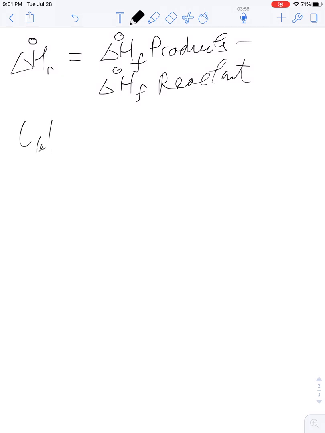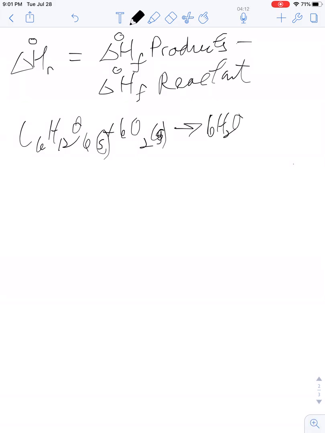So let's combust sugar, C6H12O6 solid, combusting with oxygen gas, to yield 6H2O liquid plus 6CO2 gas. All right. So to find the delta H of the reaction, we're going to do the delta H of formations of the products minus the delta H of formation of the reactants.